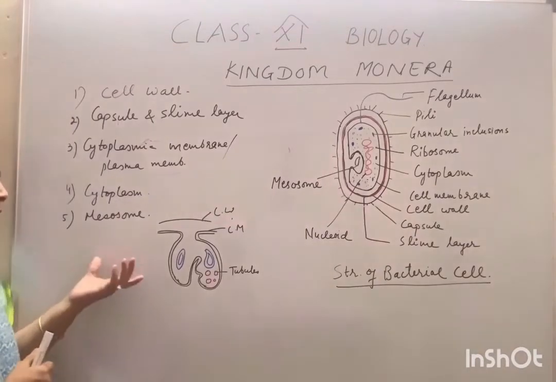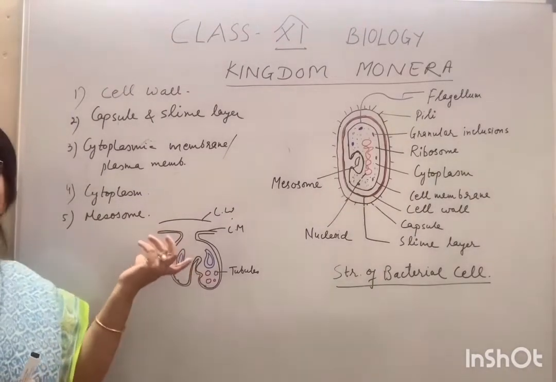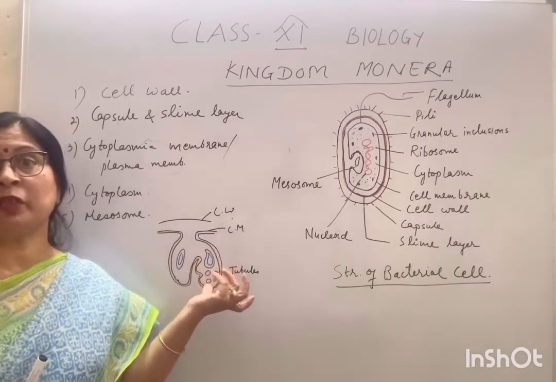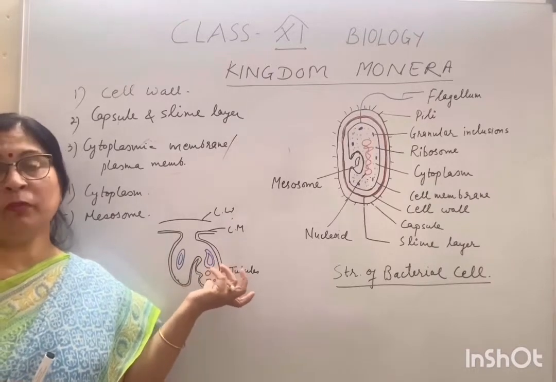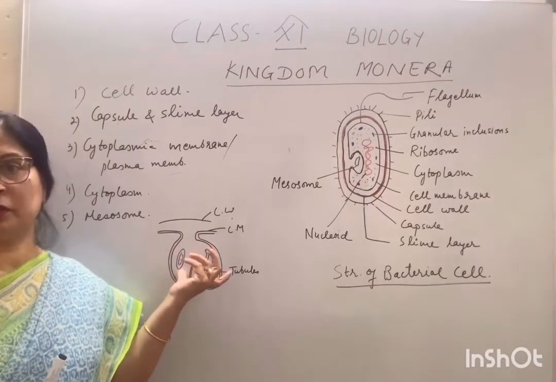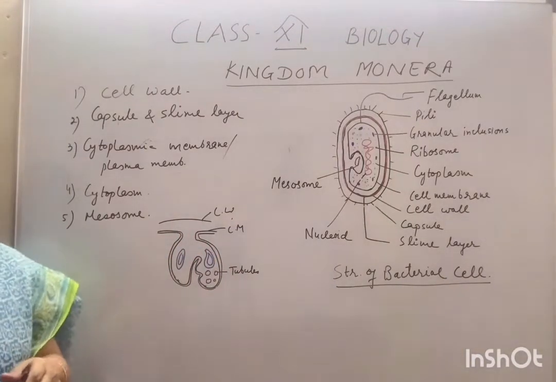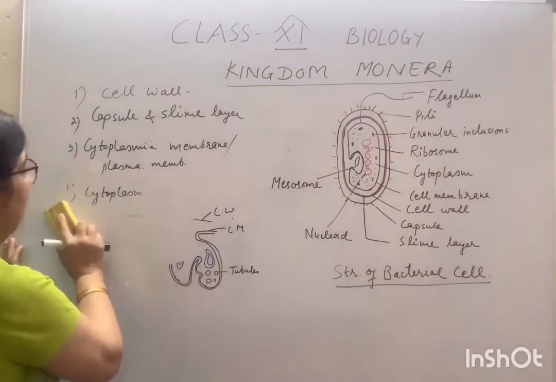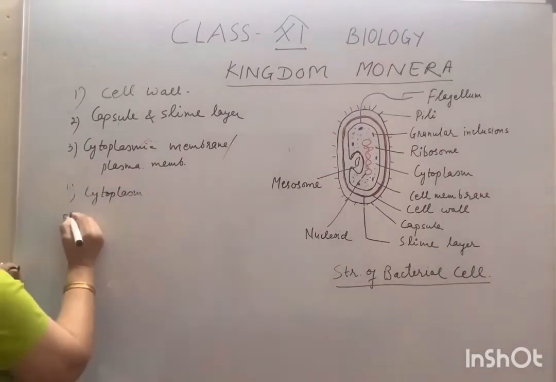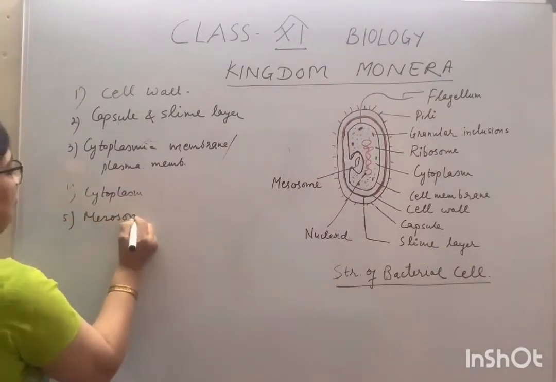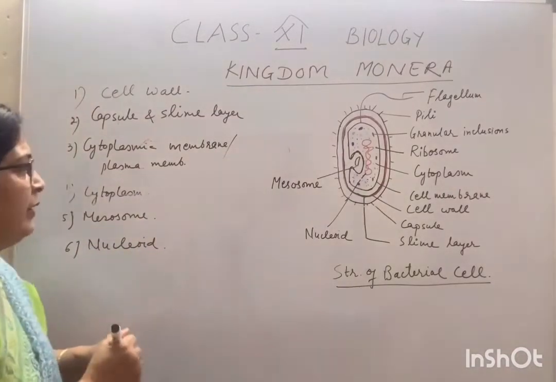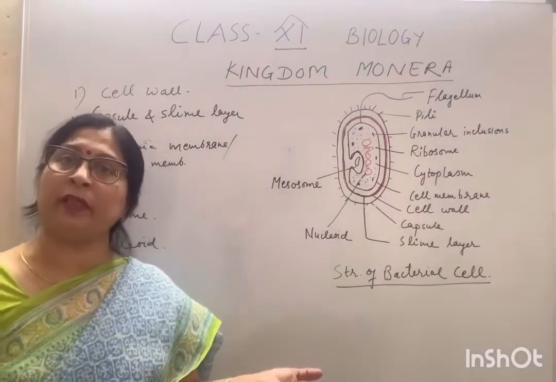Here what happens actually, the electron transport acceptor is present here in mesosome. Electron transport acceptor is present in the mesosome and ATP is synthesized. So mesosome, it plays an important role. Now come to the next, which is nucleoid. Next is mesosome. Mesosome के बाद क्या हो गया? Nucleoid. Mesosome, then come to nucleoid. Nucleoid, here you can see why the name nucleoid is given, because nucleus is not bounded by nuclear membrane.